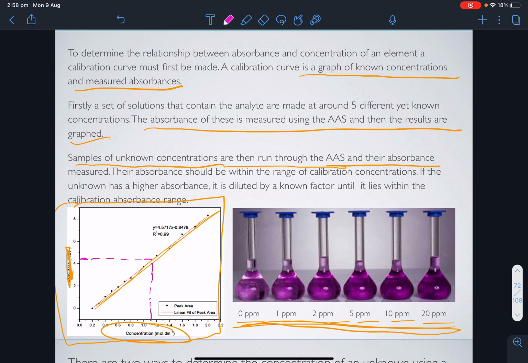Their absorbances should be within the range of calibration concentrations. So it should be within there. If the absorbance is too high, if it's coming up here, what we do is dilute it so it is back in that range.